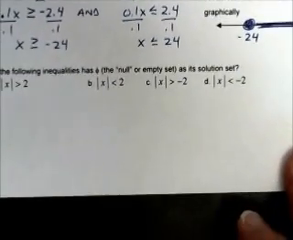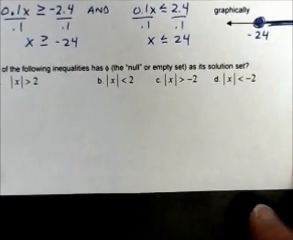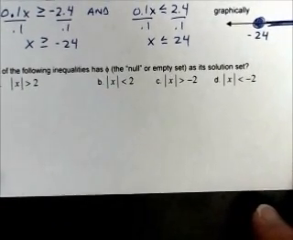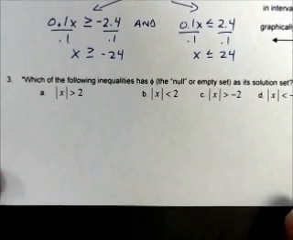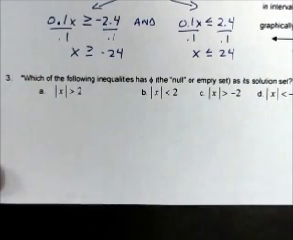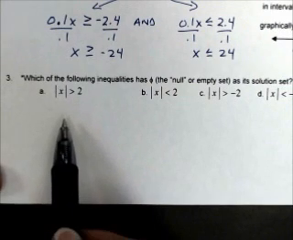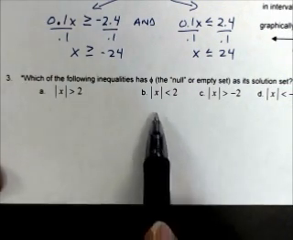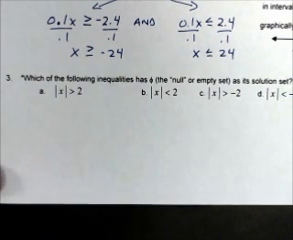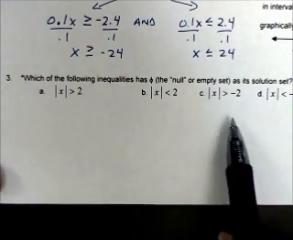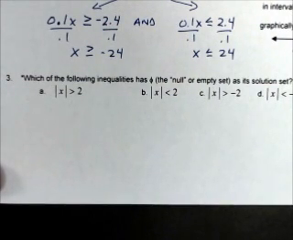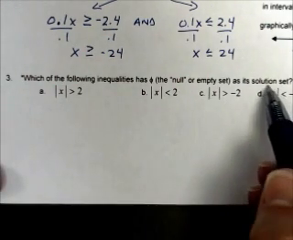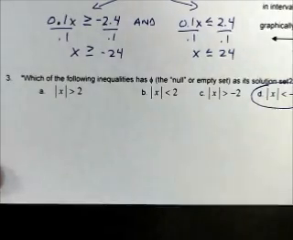And the last question here, the multiple choice question, which of the following inequalities has the null set or the empty set as a solution? The absolute value of x is greater than 2. The absolute value of x is less than 2. The absolute value of x is greater than negative 2. Or the absolute value of x is less than negative 2. Choice D.